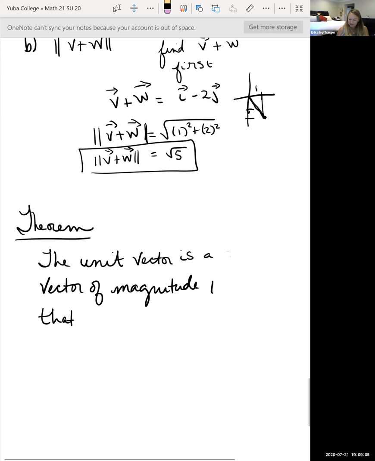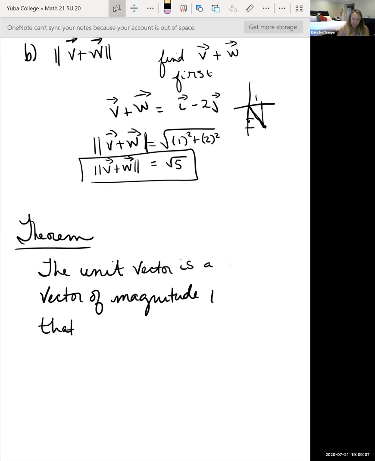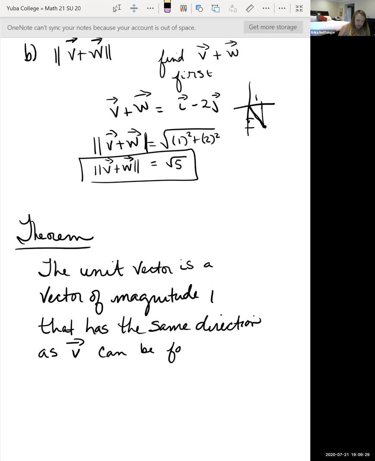So theorem, the unit vector is a vector of magnitude 1 that has the same direction as V can be found the following way. So this unit vector would equal our vector V all over the magnitude of that vector V.